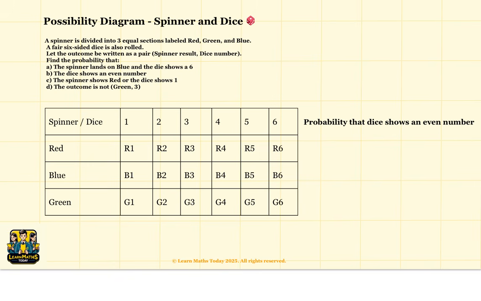Now we have to find the probability that the dice shows an even number. The even numbers on the dice are 2, 4, and 6. Each of the three spinner outcomes can be paired with all these even numbers. So we have red 2, red 4, red 6, green 2, green 4, green 6, blue 2, blue 4, blue 6. They give us a total of 9 favorable outcomes, and the probability that the dice shows an even number is 9 over 18, equal to a half.